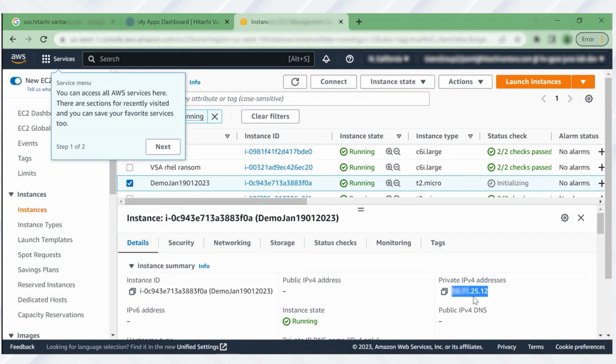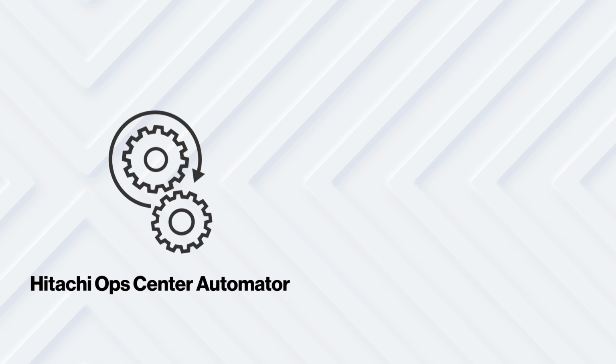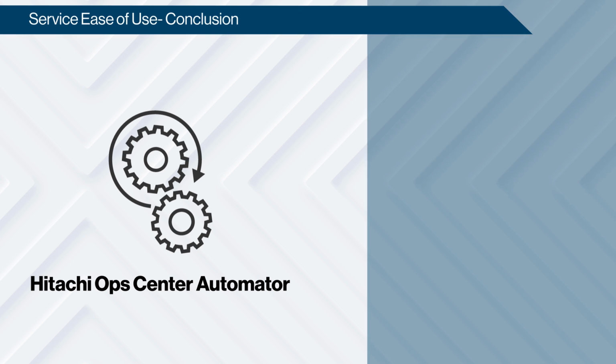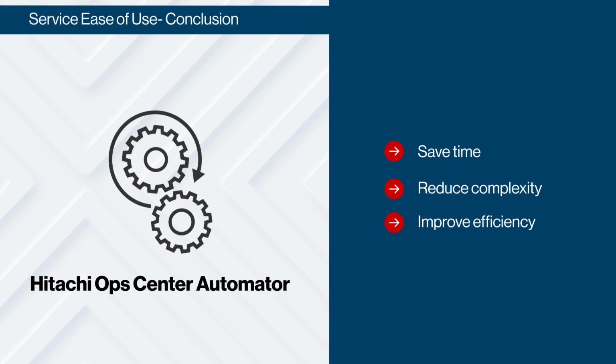Ops Center Automator also provides the capability to provision storage into an existing AWS EC2 instance rather than a new one. Now that you know more about using Ops Center Automator for cloud automation, you can see that it's a simple process that can save time, reduce complexity, and improve efficiency for your organization.